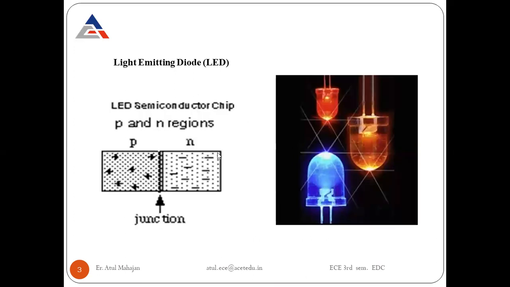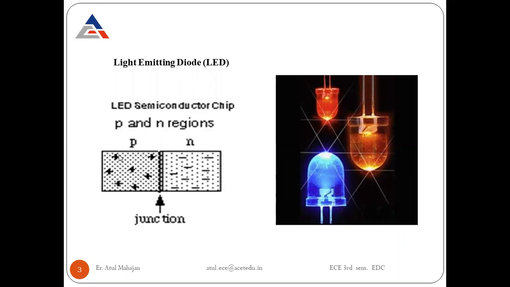Now, what are LEDs? An LED is a semiconductor chip with a PN region, that is, P and N. P means the positive region, the P-type region. What does the P region comprise? The P region comprises holes as majority carriers, which are the acceptor ions.